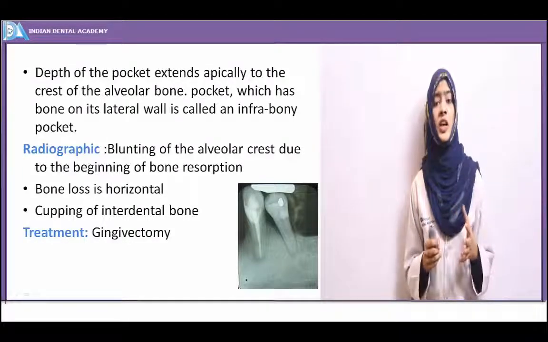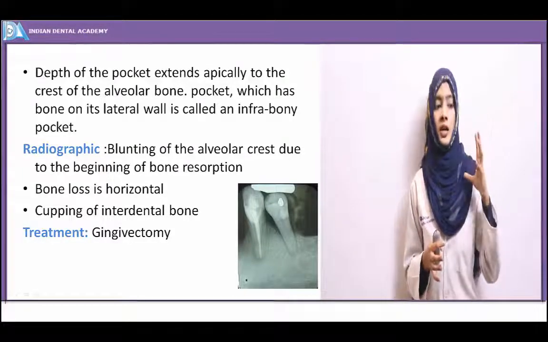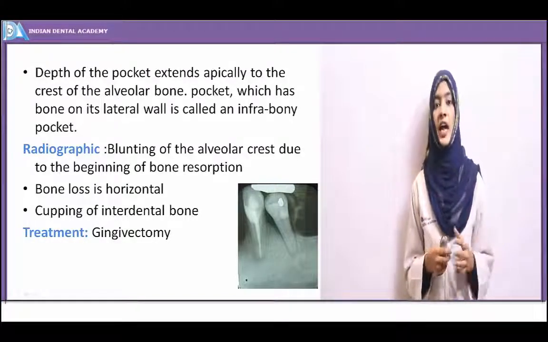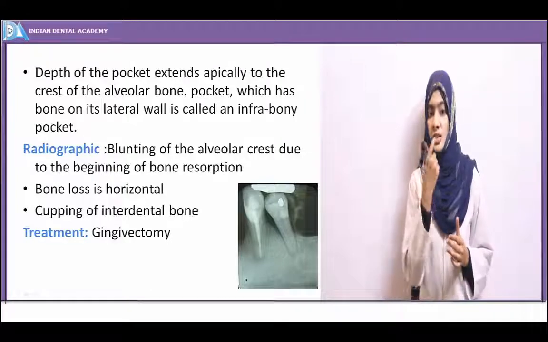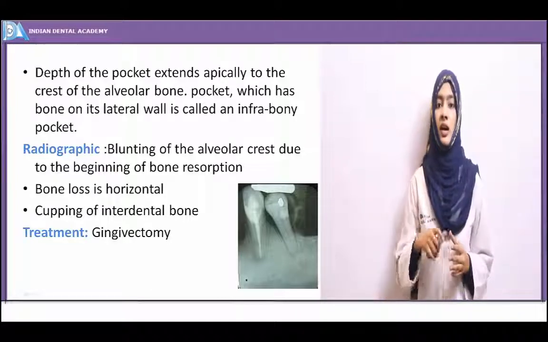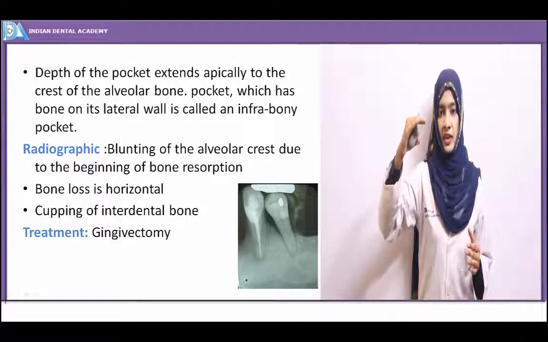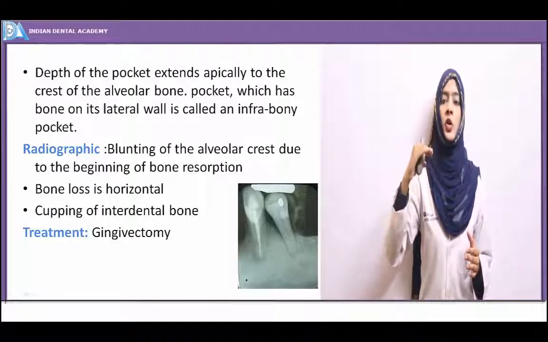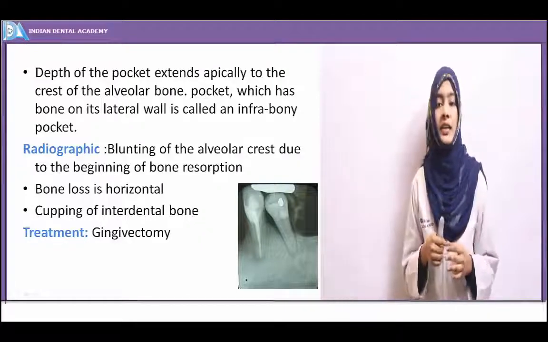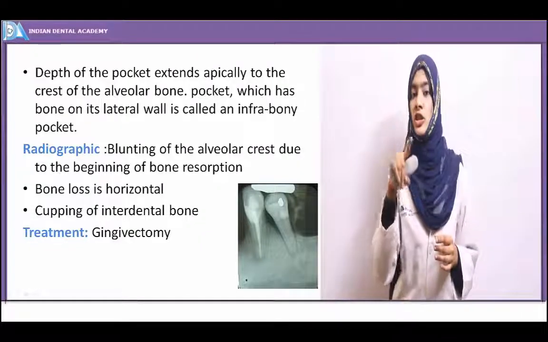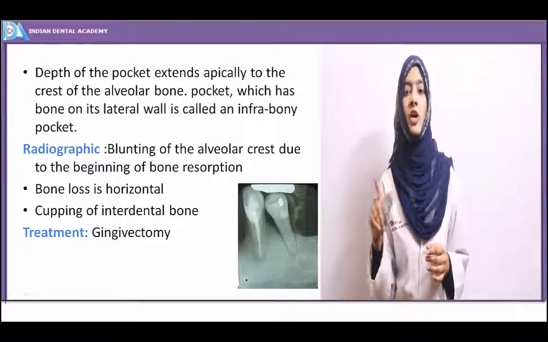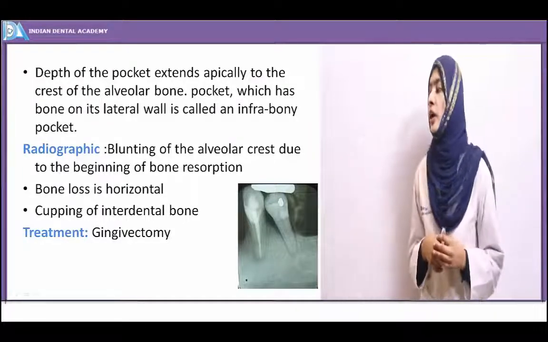In the radiographic pictures of chronic periodontitis, you see initially just blunting of the alveolar crest, that is, surface erosion of the alveolar bone crest. Then, as the osteoclasts are activated, bone loss is seen. This bone loss is horizontal in cases of chronic periodontitis. The interdental papillae, which are usually sharp and triangular, become flat or cupped in nature.